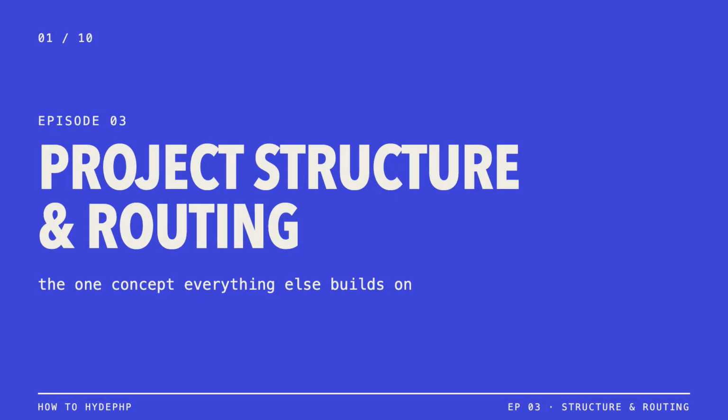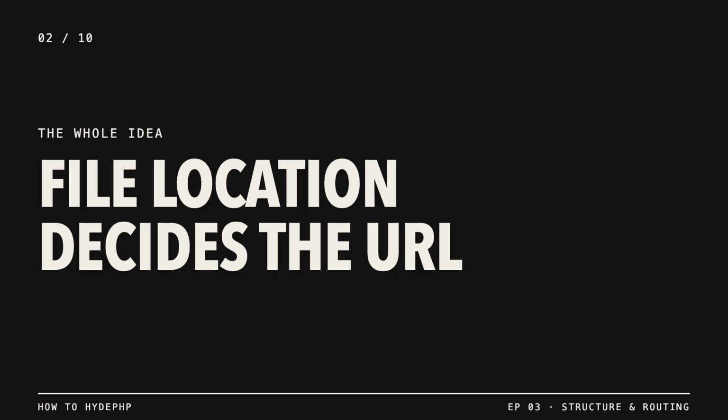Where do files go in a HydePHP project, and how does routing work? This is episode 3 of How to HydePHP, and it covers the one concept the whole framework hangs on. File location decides the URL. Once you get this, everything else in Hyde is obvious.